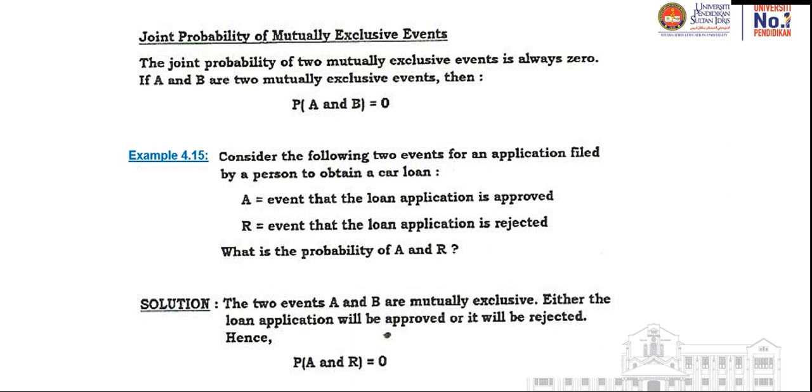Okay, so let's look at example 1.15. Another example for loan approval. If you have A as loan approved, R as loan rejected, what is the probability that the loan will be approved and rejected at the same time? Obviously it's impossible. When you say the probability is impossible, it means the probability is equal to 0. So for example 1.15, the probability of a loan to be approved and rejected at the same time is impossible, which is equal to 0, because A and R are mutually exclusive events.